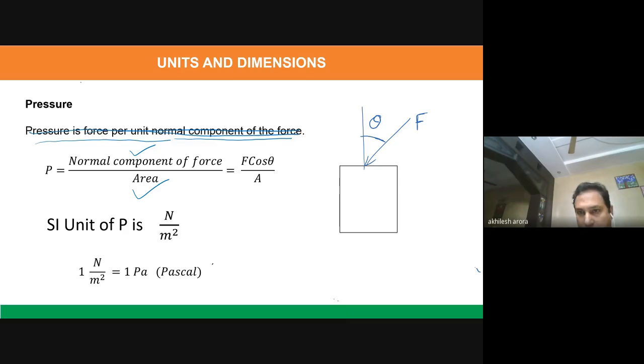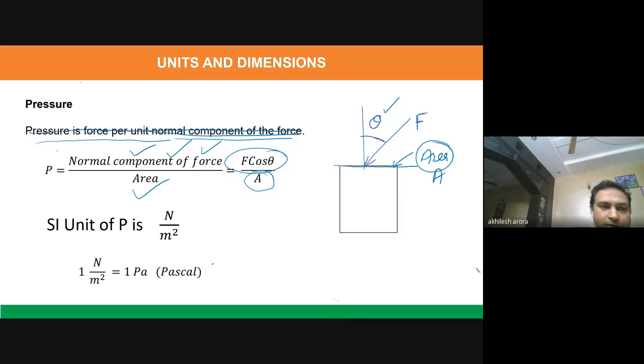You can see here, suppose this is a surface and its cross sectional area is A, and we are applying a force over it at an angle theta with the vertical direction. To calculate the pressure over this particular area, I have to take the normal component of the force, which is F cos theta, divided by the cross sectional area A. This will give us the value of the pressure acting over this surface.